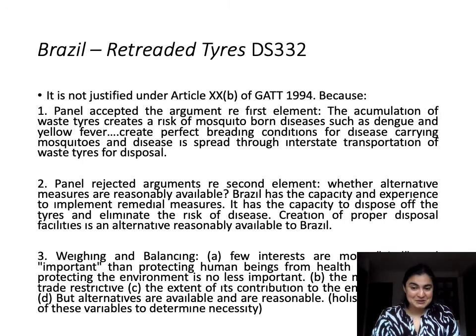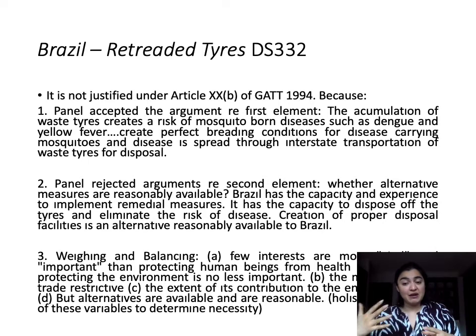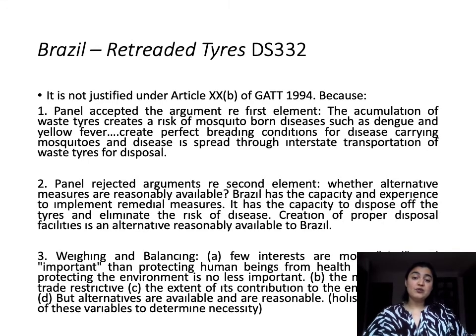What is the first element of Article 20b? That the measure must be aimed at the protection of health or life. So Brazil argued that the accumulation of waste tires creates a risk of mosquito-borne diseases such as dengue and yellow fever in their country, and that creates perfect breeding conditions for disease-carrying mosquitoes. The diseases usually spread when these tires are transported from one state to the other, because we don't have disposal units of used tires in every state. We have very few disposal units, and therefore used tires need to travel from one state to the other for being disposed, and that increases the chances of the disease spreading between the states.